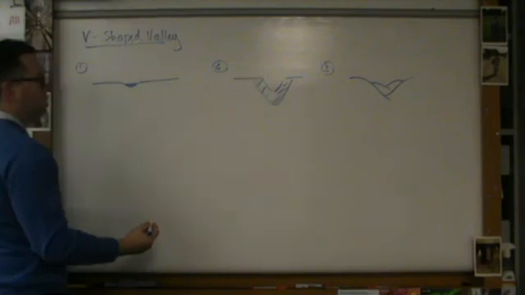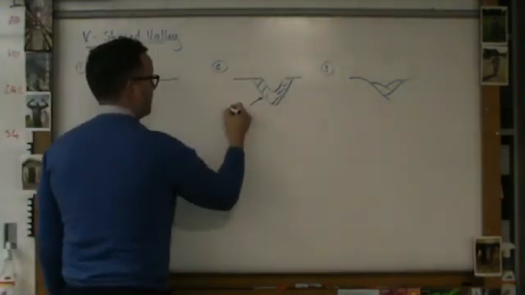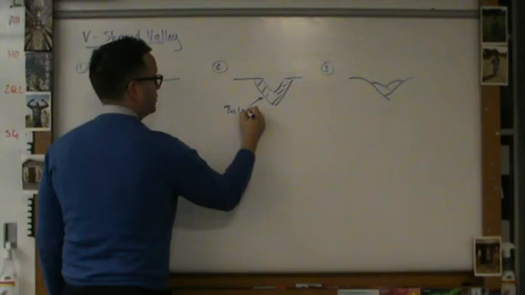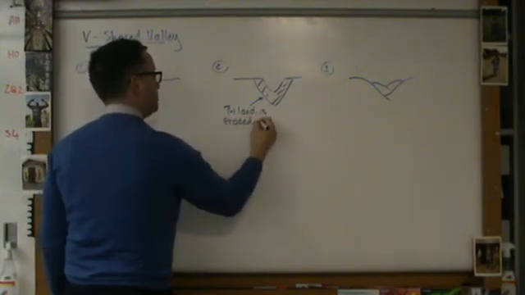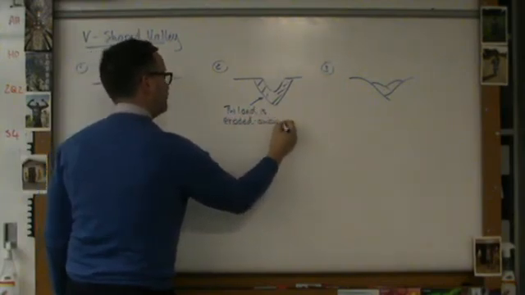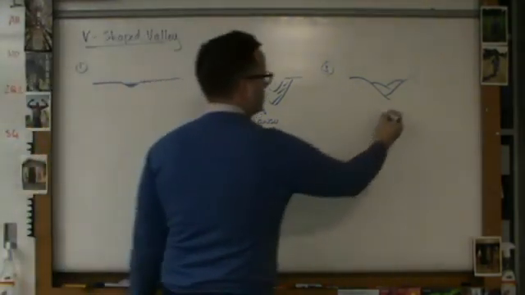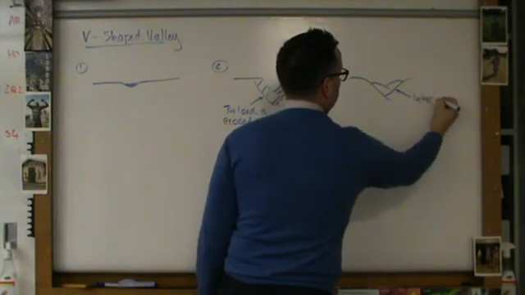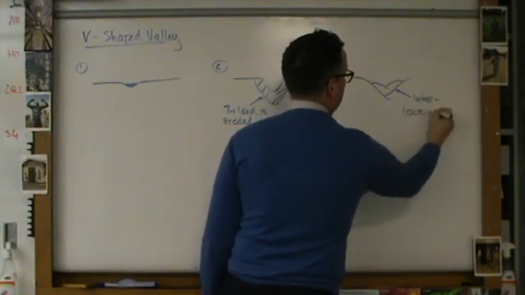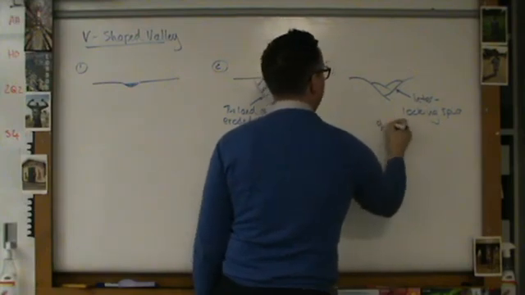It's always good to label your diagrams. So the key thing I would label is that the land is eroded away, and that these are interlocking spurs of a V-shaped valley.